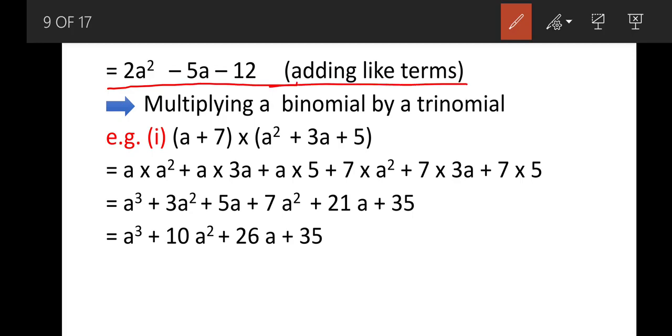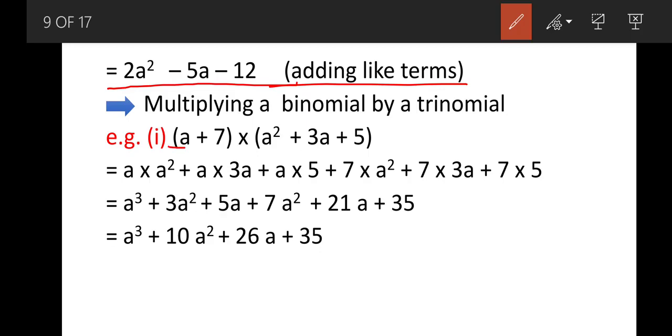Now, next is multiplying a binomial by a trinomial. How to multiply a binomial by a trinomial? What do you mean by a trinomial? It is an algebraic expression having 3 terms. The number of terms in this trinomial is 3, so that is why it is a trinomial. Now, how are we supposed to proceed in this? Let us see now.